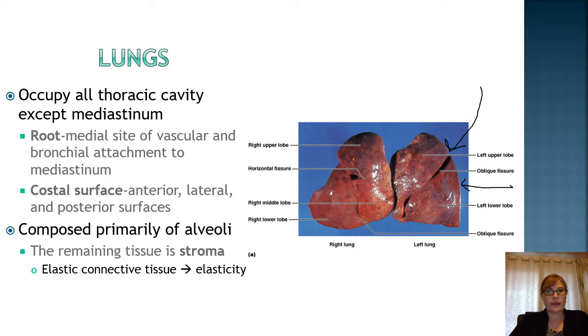So yeah, mainly alveoli. Besides alveoli, the remaining tissue type is stroma. Stroma is almost like a scaffolding. It's made mostly of elastic tissue. So we have alveoli and stroma being the major components of this soft part.